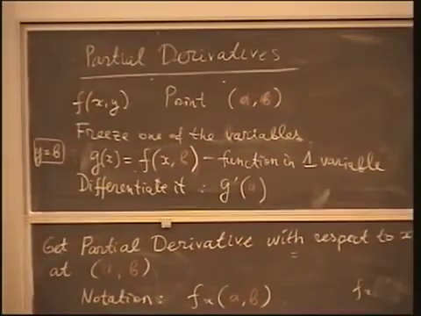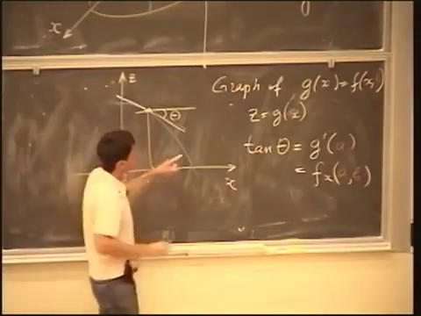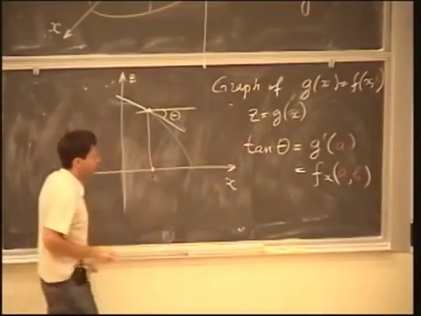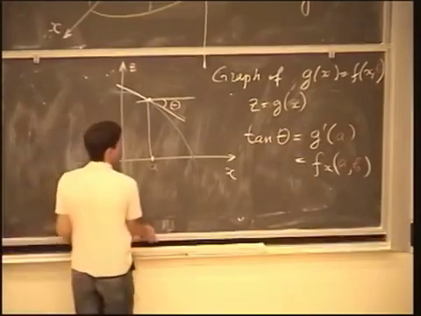Freezing the second variable means intersecting the graph with the plane y equals b. Then I'm down to two variables. I can look at it as a graph of a function of one variable, and then I look at the tangent line to this graph at this point, and I measure the slope of the tangent line. The slope is that derivative which we were looking for, namely the partial derivative with respect to x. Any questions? Okay. So let me draw it now on this board.